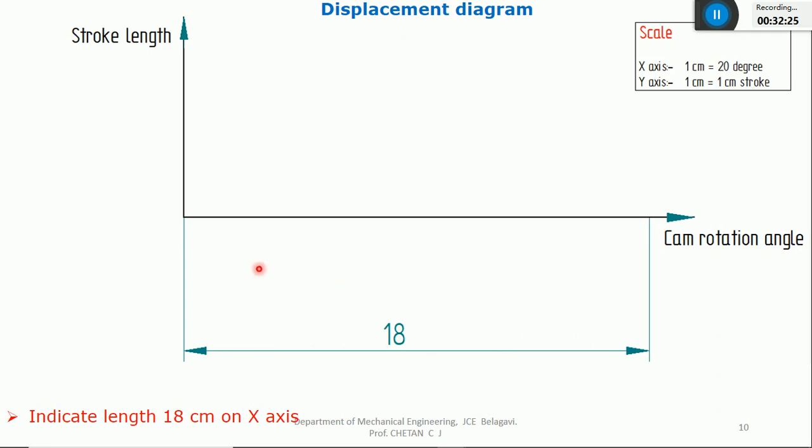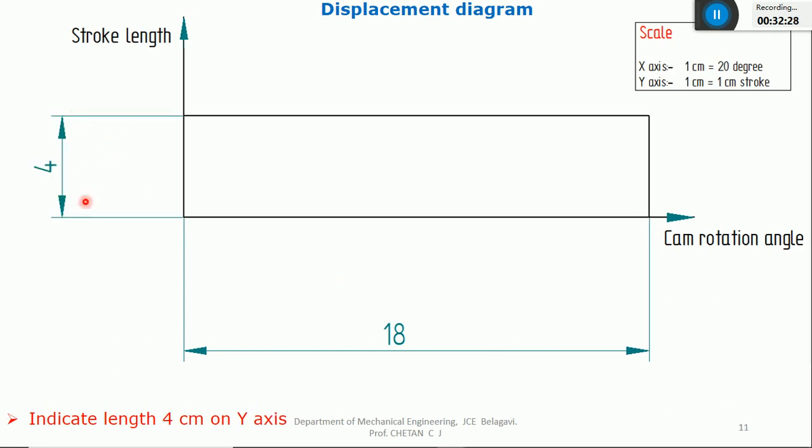And along the y-axis, I'll indicate the distance traveled by the follower, that is the cam lift or stroke, indicated with the alphabet S. It is given in the problem as 40 mm, which means 4 centimeter. I'll indicate this 4 centimeter along the y-axis. After that, I'll complete a rectangular box. You can see the instructions: indicate length 4 centimeter on the y-axis. This length corresponds to the stroke length of the follower, that is the cam lift.